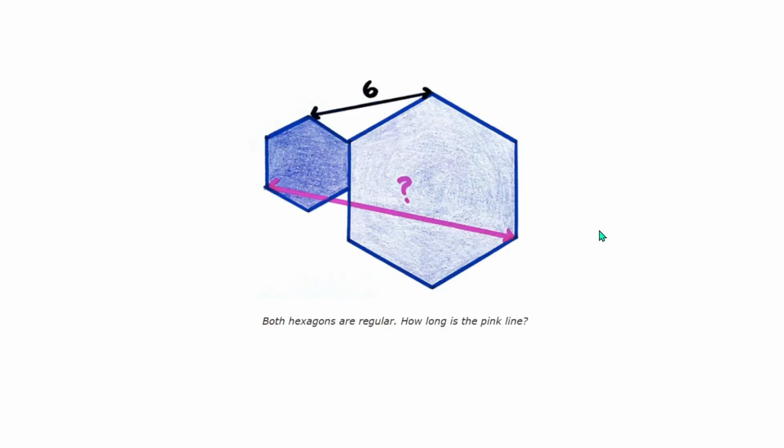Let's solve this. Okay, so the first thing we want to do is create a right triangle here, a rectangle here, and make a right triangle here, and label some of the points A, B, C, D, E, F, G, H, and I. You'll see why this is important.